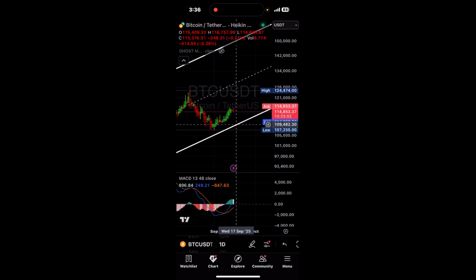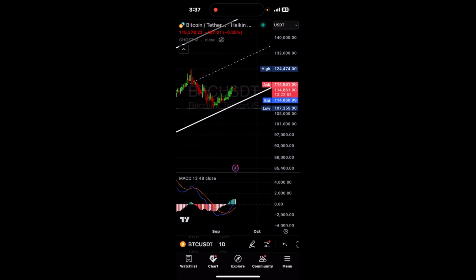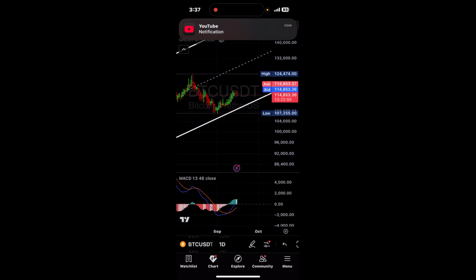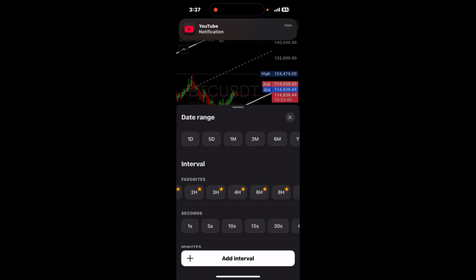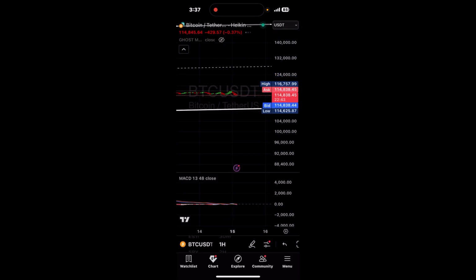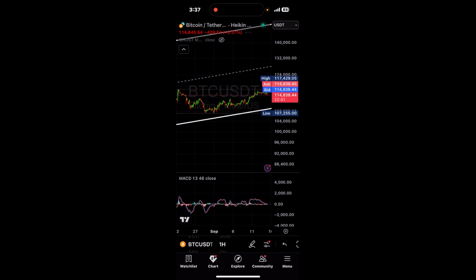It's most likely to catch a bounce right around here. So I personally would wait for it to come down closer to that line. But anyway, that is looking at it on the daily. Now what I would personally do is leave the daily there and go down to a smaller time frame.